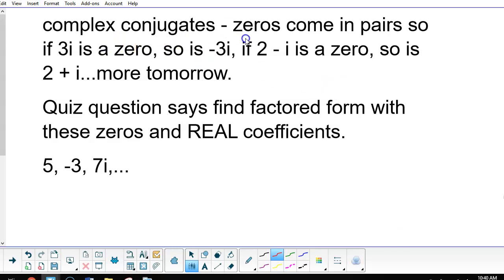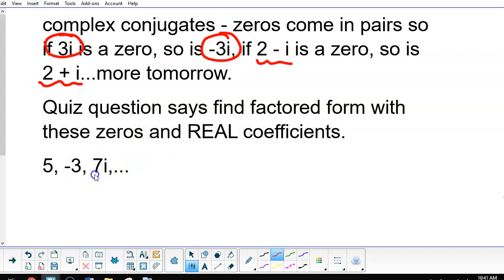Complex conjugate zeros come in pairs. So if 3i is a 0, negative 3i also has to be a 0. Okay, if 2 minus i is a 0, so is 2 plus i. And those are far more complicated when you have to write them out as factors, but we're just going to do these easy ones today. So the quiz question looks something like this.